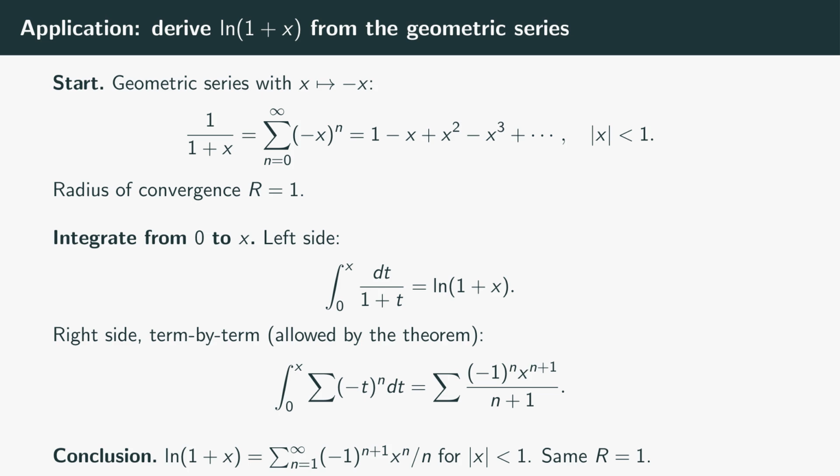The Maclaurin series of the natural log of 1 plus x. Same radius of convergence as the geometric series we started from, r equals 1. That's the theorem in action. Term-by-term integration preserves the radius. This is the slick derivation of the natural log series we used last episode. The term-by-term integration theorem turns the geometric series, which is trivial, into the natural log series, which is non-trivial.